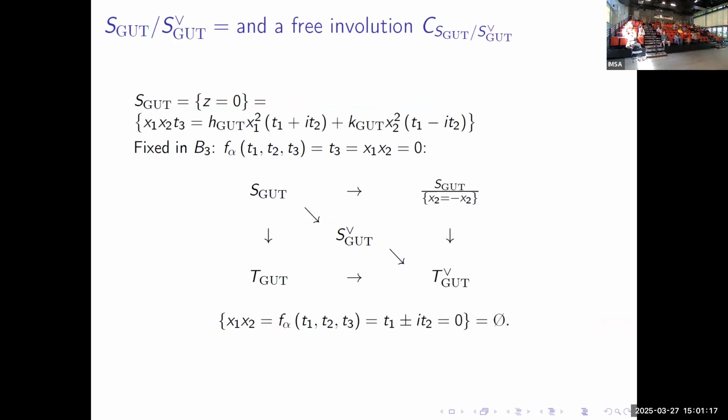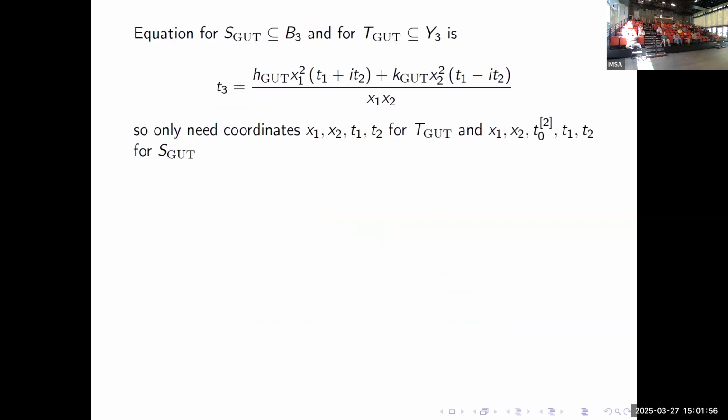You keep taking fiber products. The new arrow that is created by taking fiber products is branched along the intersection of the branch locus of the two original maps. You do that a few times, you end up with an S-got that misses the branch locus entirely, so that's what gives us our quotient.